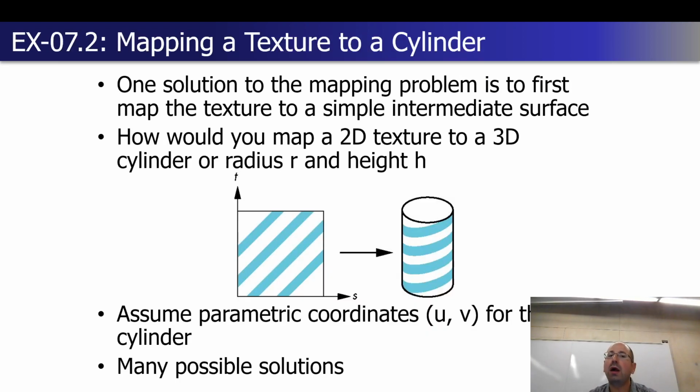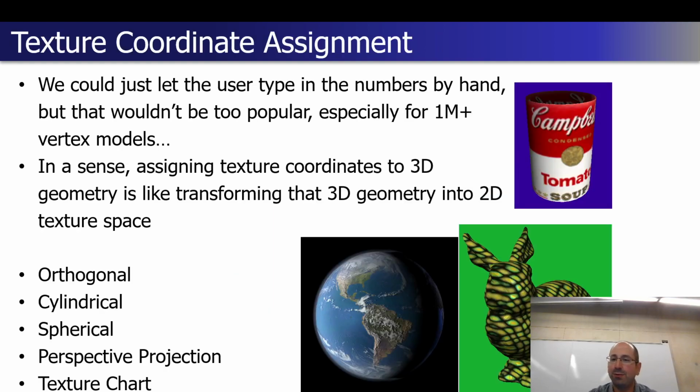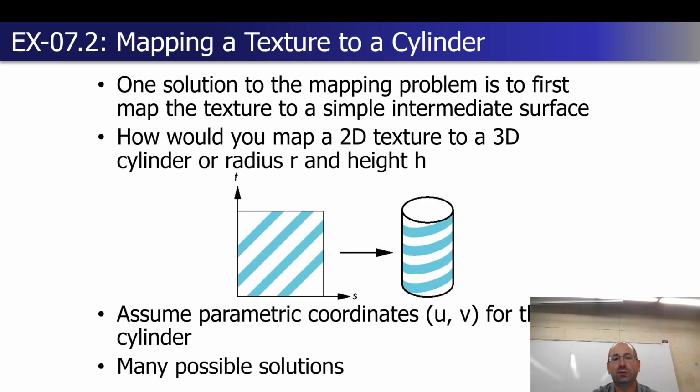For a cylinder, we can probably do it, if we know that our object that we wanted to map was a cylinder. So the Campbell soup can example here, even in this example, this is a computer-generated texture. If you took a photo of a label, that texture is still not going to look correct when mapped to a can in a particular scene.